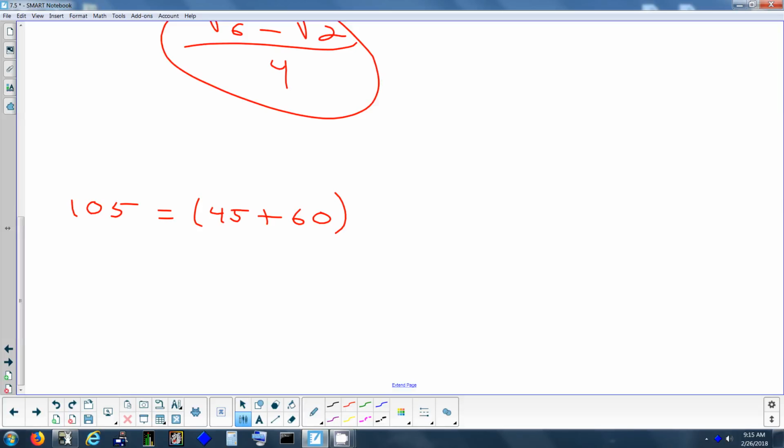Did anybody think of a different way to do it? How about as a difference? Besides 45 minus negative 60. You can do that. But how could you write 105 as a difference? Yep? 135 minus 30. Yeah. Okay. So no matter which way you do it, you're going to get the same answer. Yep. Just have to figure out how to write it. And every multiple of 15, I guarantee you can write somehow. Just takes a little practice.